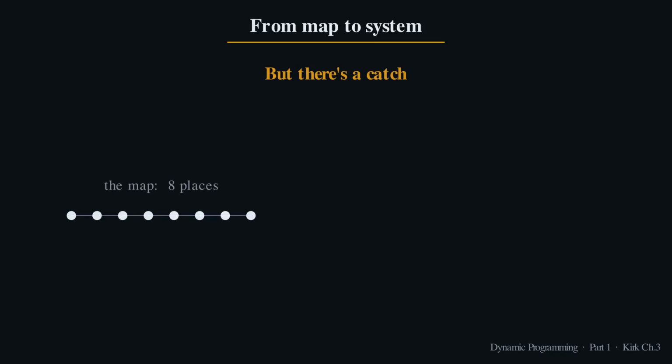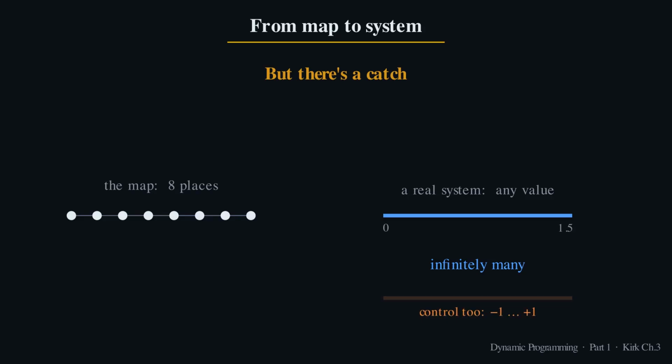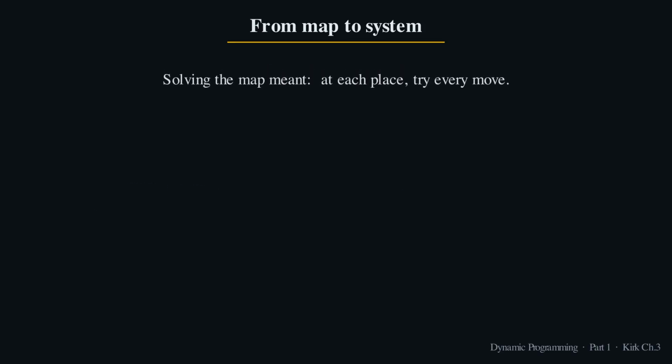On the map, there were just 8 intersections, a handful of places to be. A real system isn't like that. Its state can be any value in a range. Here, any number from 0 to 1.5. Not 8 values, infinitely many. And the control too, anything from -1 to +1.